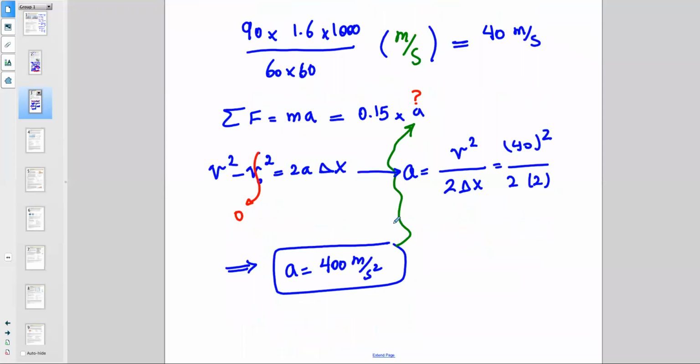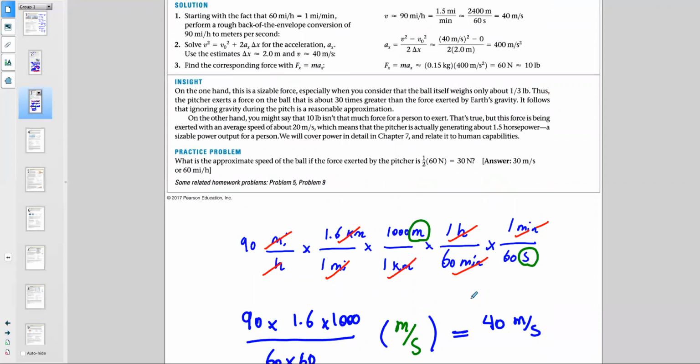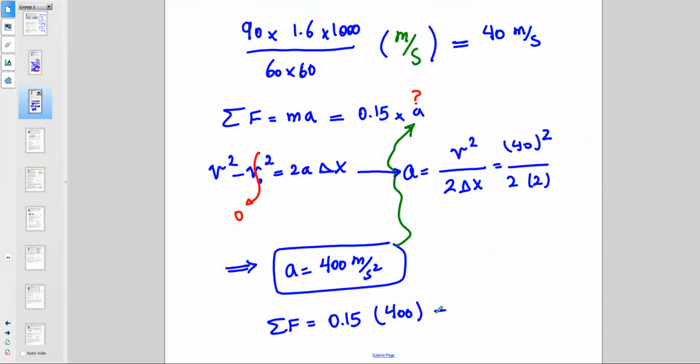So it means that our sigma F now is 0.15 times A, which is 400. That will give us 60 newtons of force acting on the ball. So 60 newtons force acting on the ball.